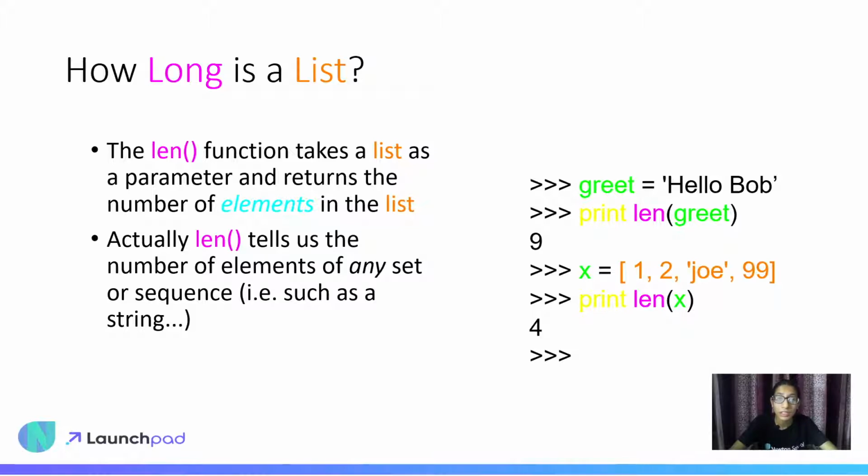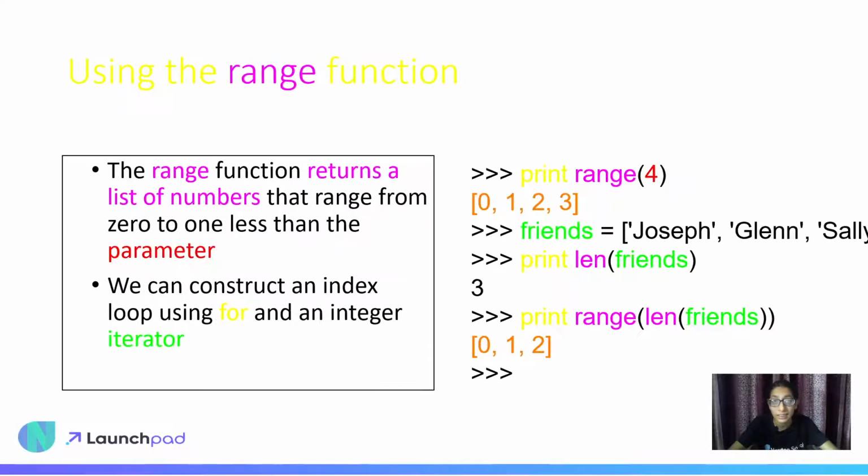So len tells us the number of elements of any sequence, such as a string. Okay, suppose my name is Anshika and I want to know the length of my output. It's 7 elements. Okay, that's how we judge how long the list is.